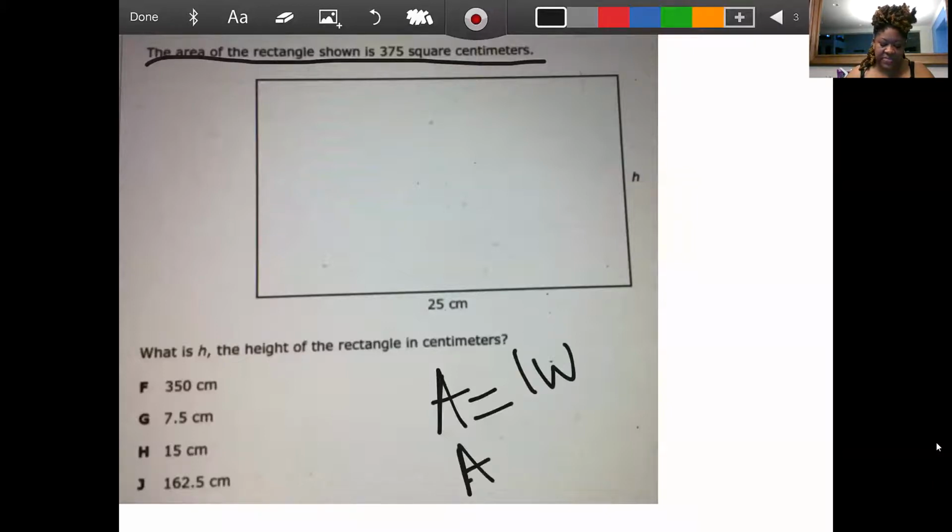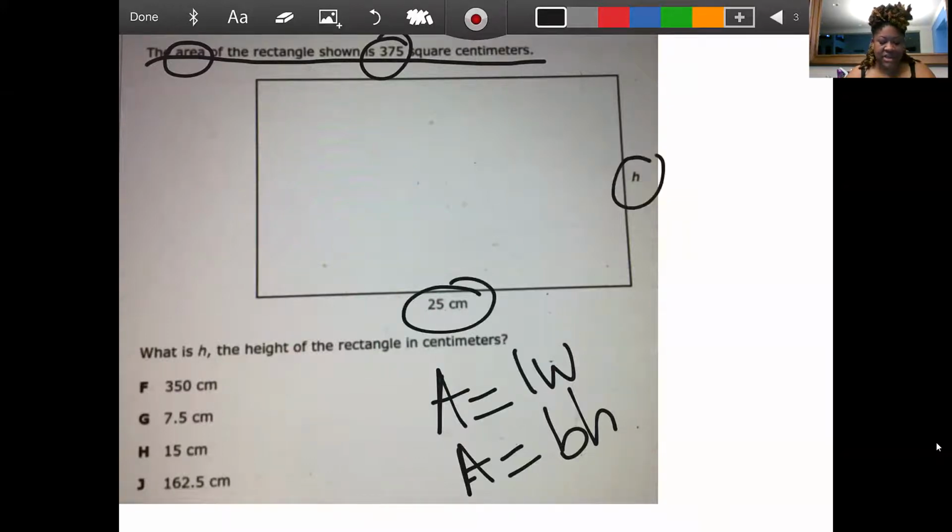Once you find the area of a rectangle, I'll give it to you. Area equals length times width, or it could be base times height. Then you're just going to substitute the values. So the area is 375. So where you see the A, you'll put 375 equals, and then you have your base and your height. And you go ahead and substitute your base with 25, and you don't know the height. So now you're solving for the height.